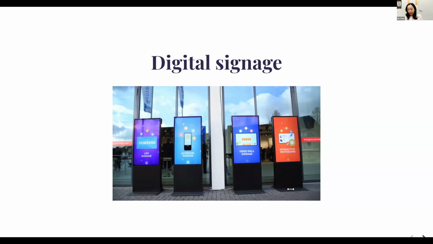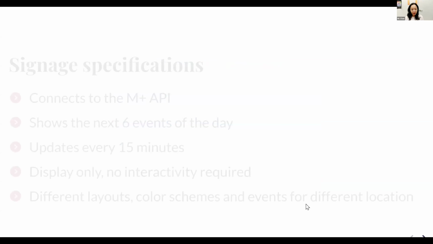For example, in this case, M+ wants to just use it to display the museum's daily events, and they want to have different signs at different parts of the museum. Had they opted into the digital signage software, they would have to add the same events in two different CMSs. Two different user interfaces is more room for error. It's just not a good experience. And in this case, they wanted to use the CMS that they already had.